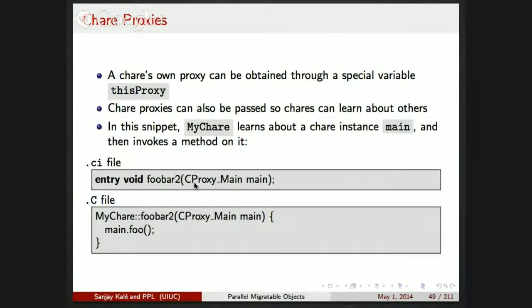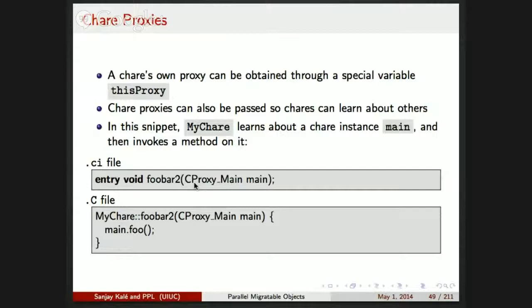A little more about proxies. Just like in C++, if you want a pointer to the object itself, you have this. In Charm++, we also have a proxy to ourselves. So this proxy is included in the base class of each chare, so it can refer to itself. And this way it can inform other chares about itself. So a chare can send along its proxy to other chares, so then other chares can, in the future, communicate with it. So again, proxies can be passed to methods.